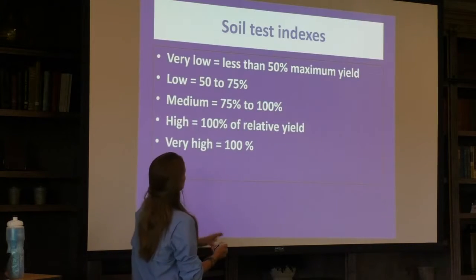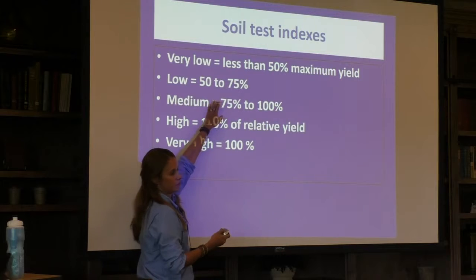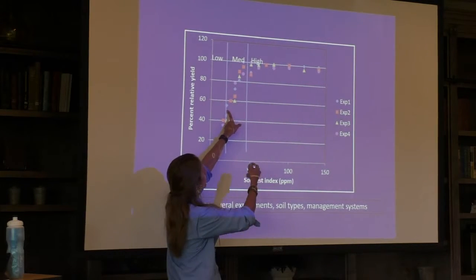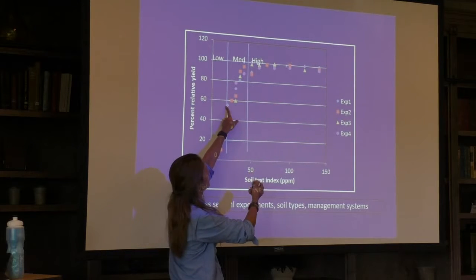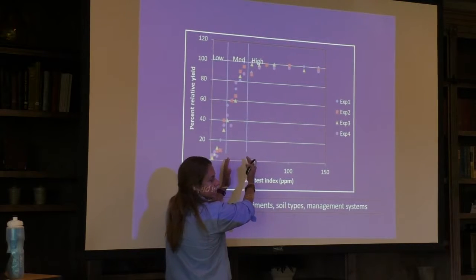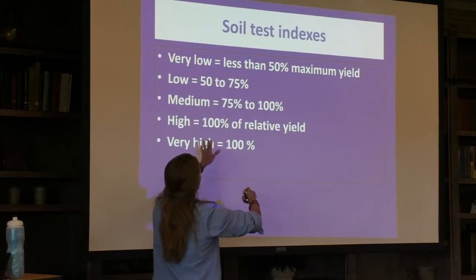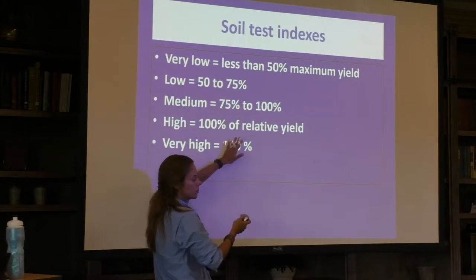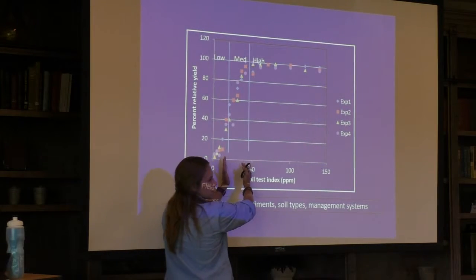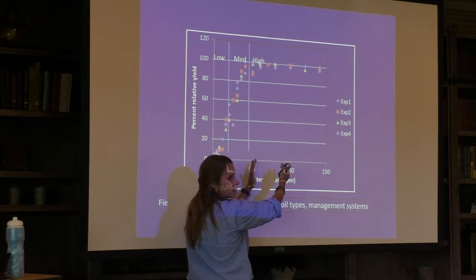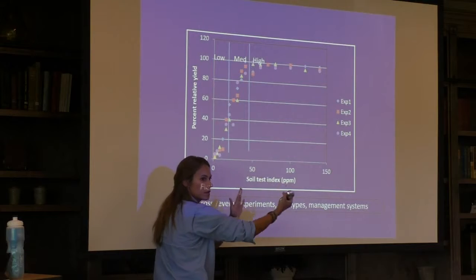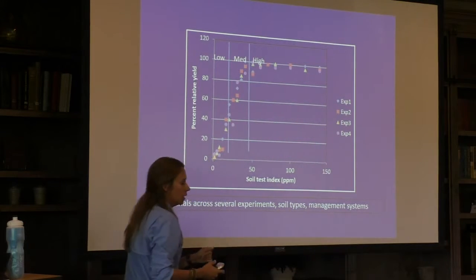So everything that's between 50 and 75% of the maximum yield will be considered low. So this is half of 75% of the maximum yield. This will be the low levels of phosphorus in the soil. And the same thing goes on for medium. So medium would be something about 75 to 100%. And that's how those different rates are determined for different elements. So this is for phosphorus. The same thing is done for potassium and calcium.